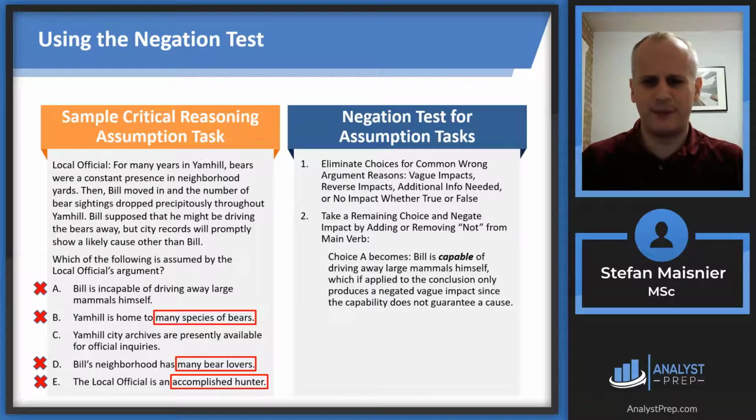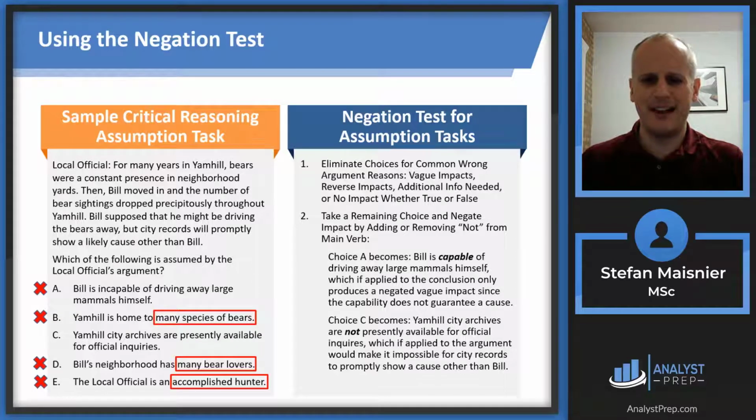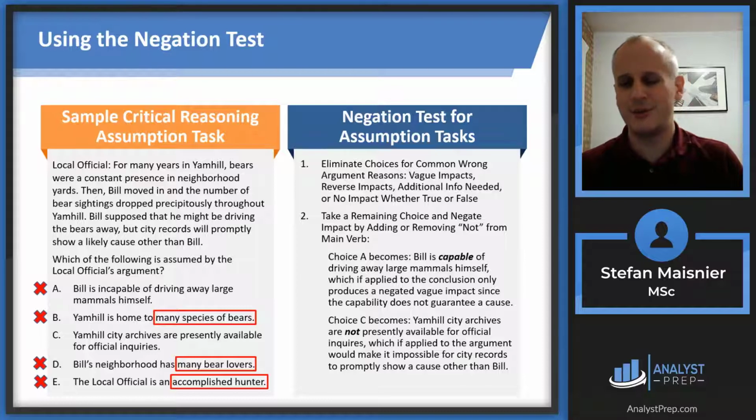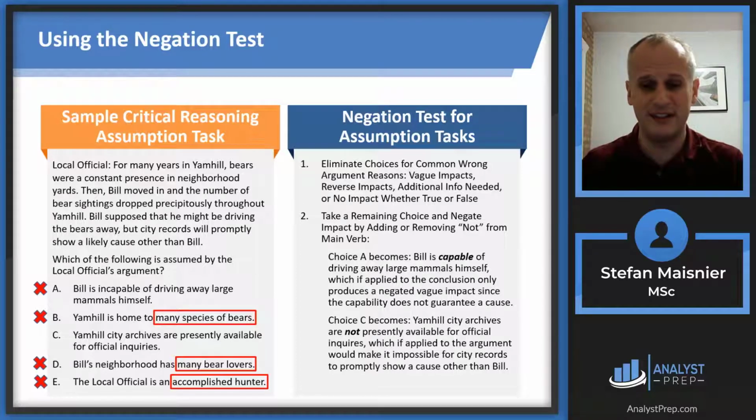Then, however, with choice C, if we negate that, it becomes Yam Hill City Archives are not presently available for official inquiries. And we know that it was city records that were supposed to promptly show a likely cause other than Bill, which, if we can't access the city records, they can't show a likely cause other than Bill. So even though this, at the outset, may have seemed somewhat out of scope or irrelevant, it is absolutely needed because choice C creates a negated fail. If the archives are not presently available, we don't believe that city records will promptly show a likely cause other than Bill because we couldn't access those records, and the argument completely fails.